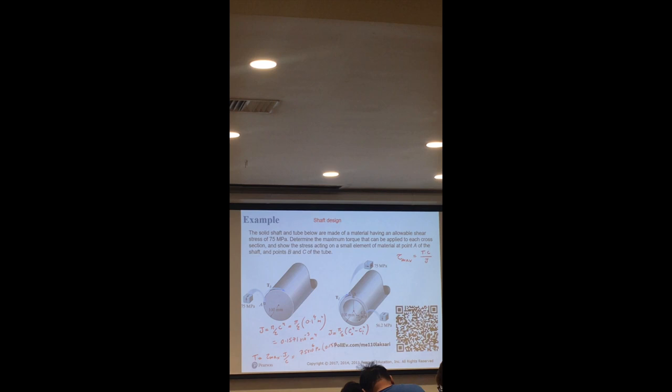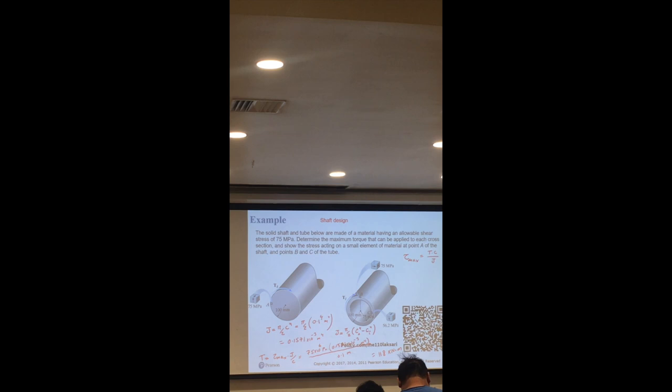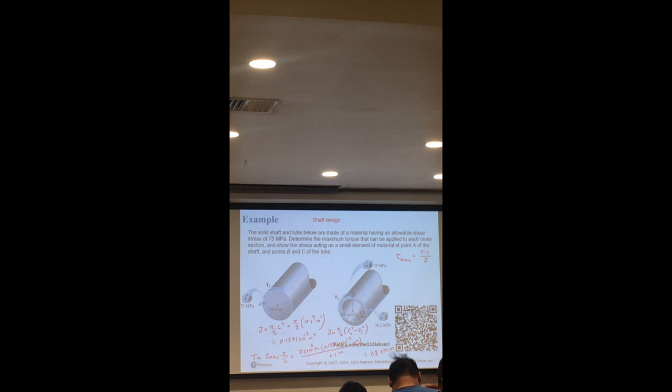I ran out of space here, but 10 to the negative 3 meters to the 4th. And then you divide that by C, which is what? 0.1 meters. And that should give you 118 kilonewton meters. That's the maximum you can apply. Right? This is a simple calculation. As long as you do this correctly, the rest is a simple calculation. You just plug it in.